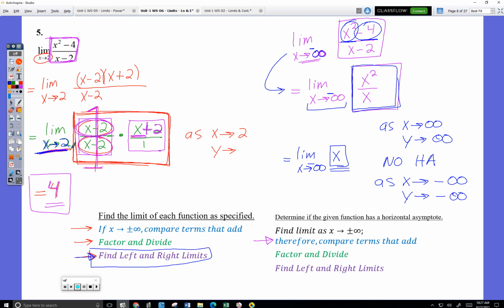Yes. We said in both cases, the left and right limits are getting very close to 4. Hence, the overall limit is just 4. It's always about the left and right. We just didn't write it out to save some time.